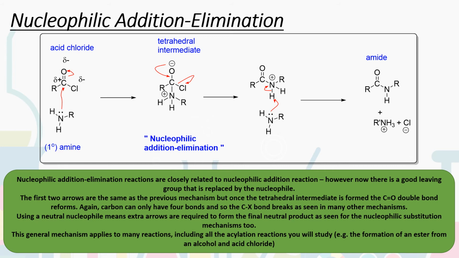And this general mechanism applies to many reactions, including all of the acylation reactions that you will study. So another example might be the formation of an ester from an alcohol and an acid chloride. All those kinds of acylation reactions follow this nucleophilic addition-elimination. And again, as I said, while the actual reagents and the molecules might change, the chemistry and the mechanism, the arrow pushing, doesn't change. Always just use these tips we've been talking about.